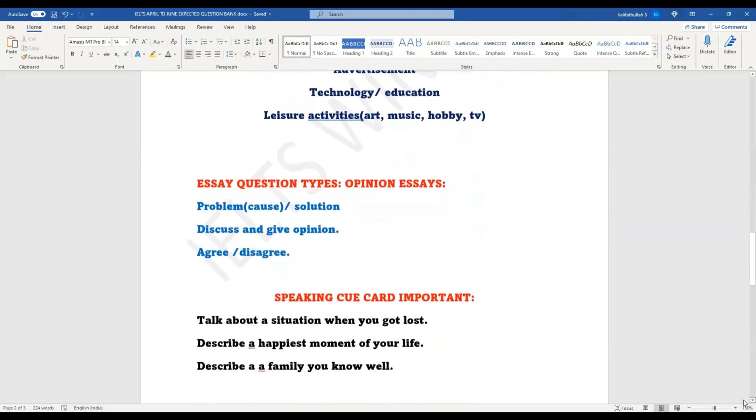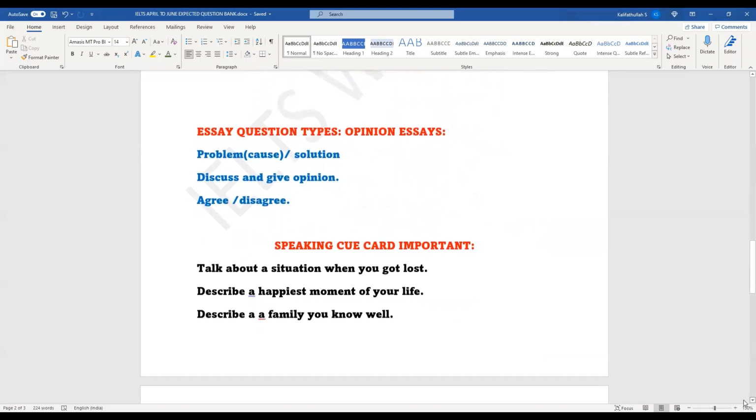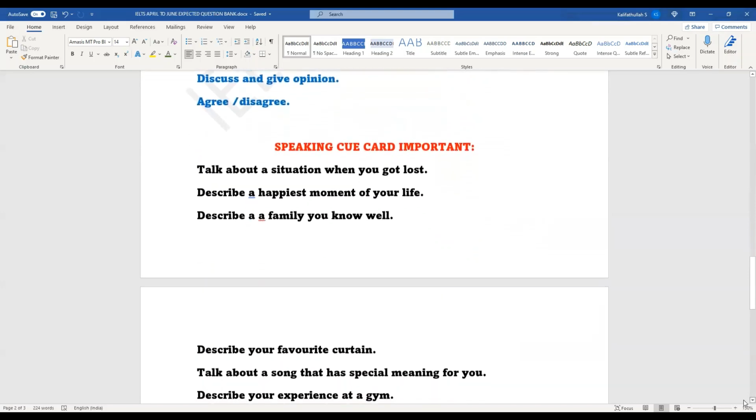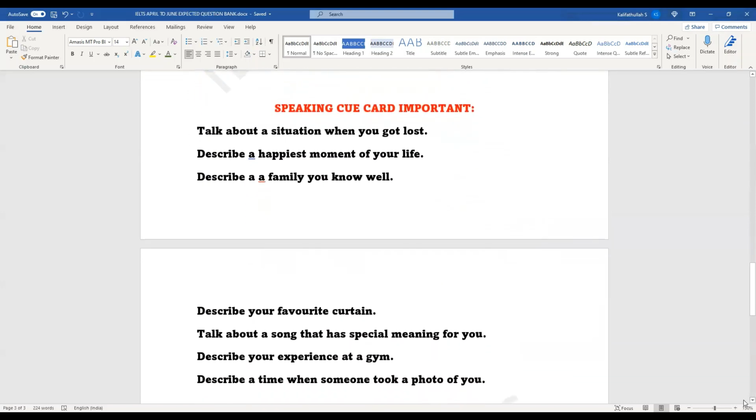As far as cue card is concerned, I would say cue card mostly depends, just talk. Don't worry about the idea much, but if you are fluent and you have good command over your grammar, then you are well to go for your speaking cue card. But these are the cue cards that you may expect and prepare for.